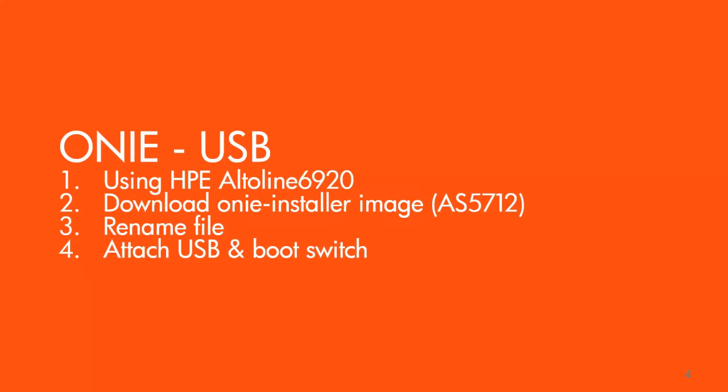So what I'm going to be using is an HPE Altoline 6920. The second step is that I will need to download the OpenSwitch installer image. The image name for this goes by the Edgecore part number, so it's specific to the hardware, and it's called an AS5712 image that you'll see me download. We then need to rename the file to a specific title that ONIE will be looking for, and that is onie-installer. Then we attach the USB to the switch and boot, and then we chill and go for cocktails.